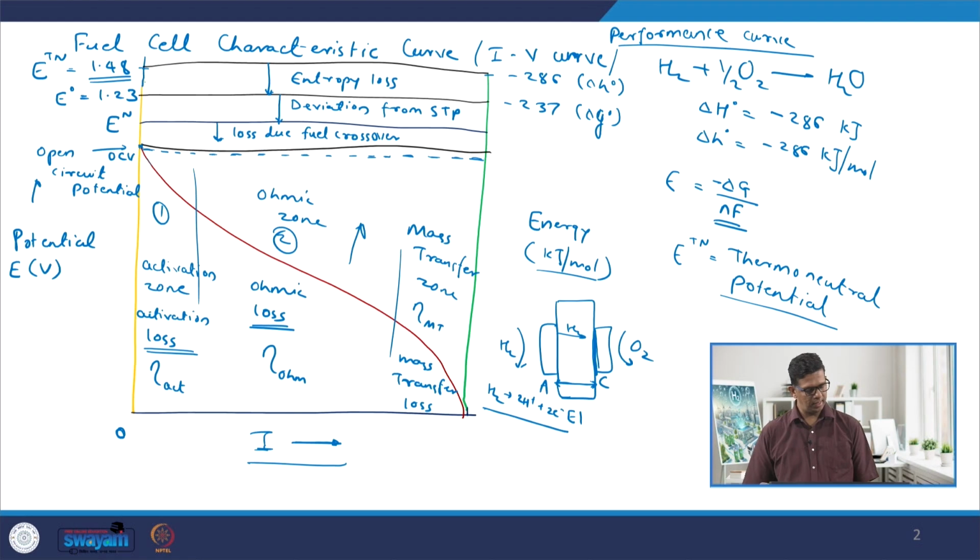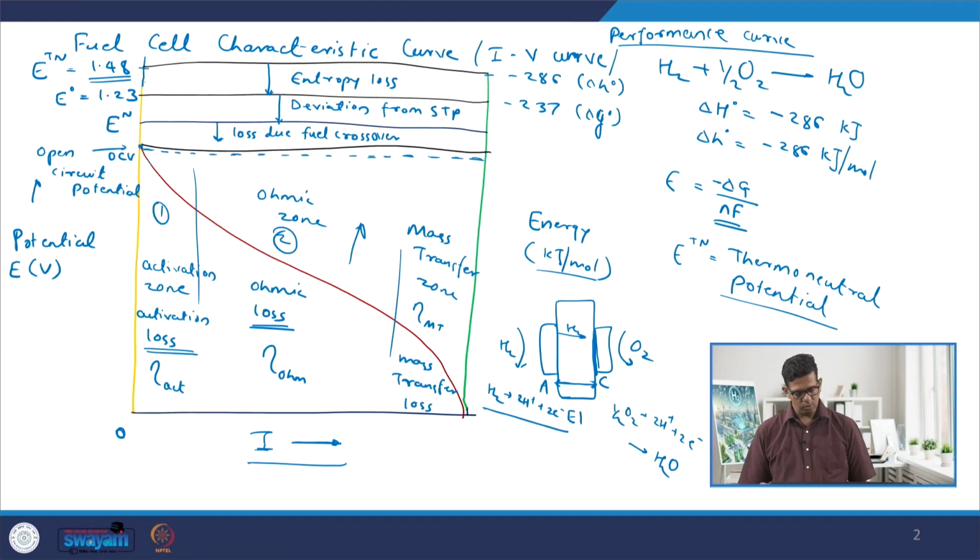The first one, as we can understand, is the activation loss denoted by eta subscript act, and as we have discussed, this is the energy needed to kickstart the reaction at the respective electrodes. For example, for hydrogen oxidation at the anode, we expect an activation energy for this reaction, and for the other reaction that takes place at the cathode, half mole of oxygen plus 2 moles of protons plus 2 moles of electrons giving water, this reaction also needs an activation energy.